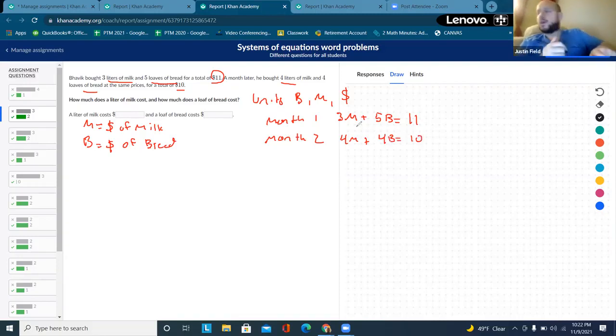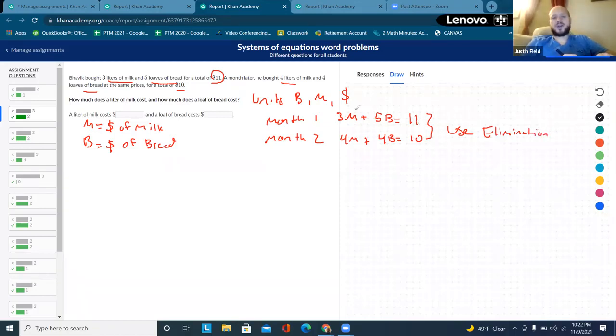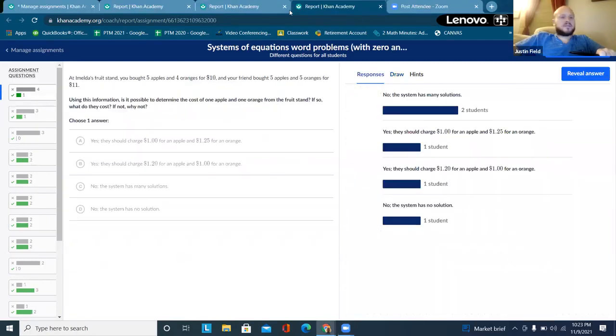And again, what form are both of them in? Standard form. So what are we going to do again? Use elimination. If I was using elimination here and I wanted to eliminate the m's, I would multiply the top one by -3 and by -4 and the bottom one by 3. Okay, so there we go. Couple word problems. That one went a little bit better, huh?